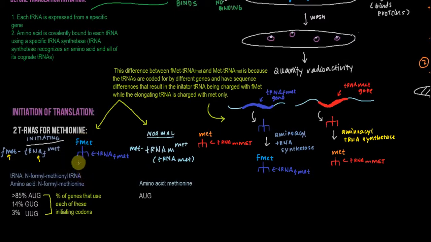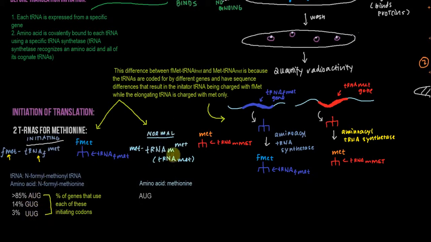What's really interesting about it is that instead of just AUG, which is what you'd normally expect from methionine, it actually also uses GUG and UUG. So here are the percentages of genes that use each of these initiating codons. Mostly it's AUG. Most genes use AUG, but some use GUG and some use UUG in order to start translation.